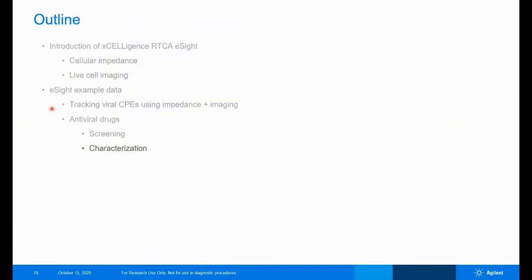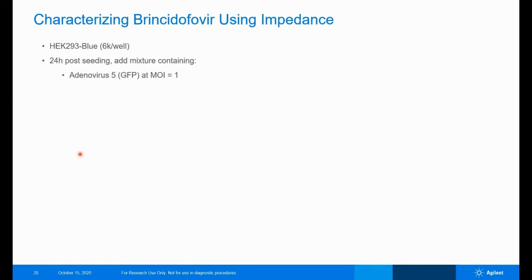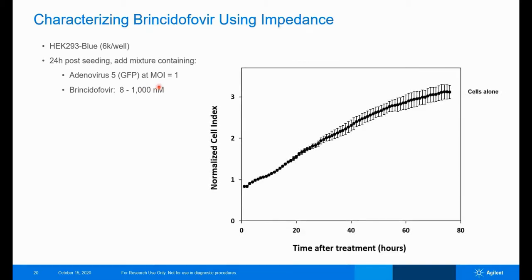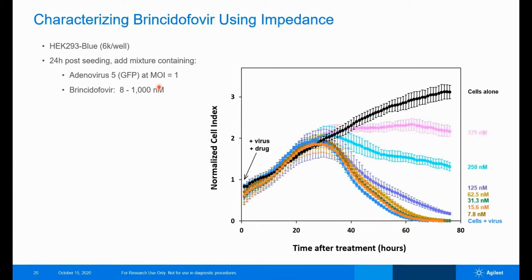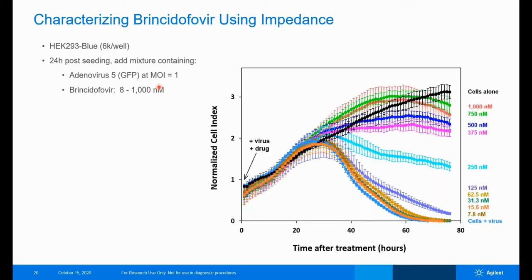So we'll move now to actually characterizing Brincidofovir, trying to determine its EC50 value. The assay format remains the same. The difference is that we're now going to vary the Brincidofovir concentration between 8 and 1,000 nanomolar. This is what cells alone look like. This is cells plus virus. And then adding in Brincidofovir from low to intermediate to high concentrations.